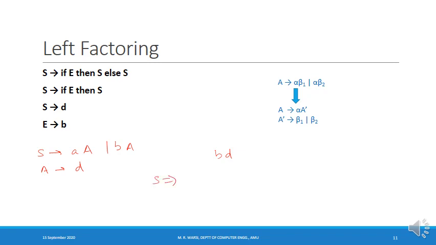The first question that we face is, which production should I use for expanding this capital S? Whether to use the first production or to use the second production. Now this question can be easily answered. All the strings which are derivable from the second production, they begin with a small b. And all the strings which are derivable from the first production, they begin with a small a. Since the string that we have in hand is beginning with a small b, this cannot be derived from the first production. This can be derived from the second production.